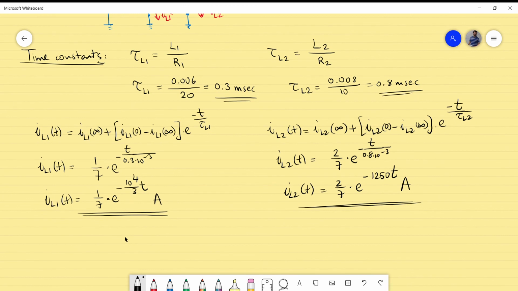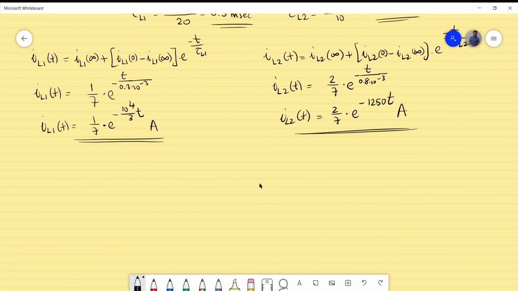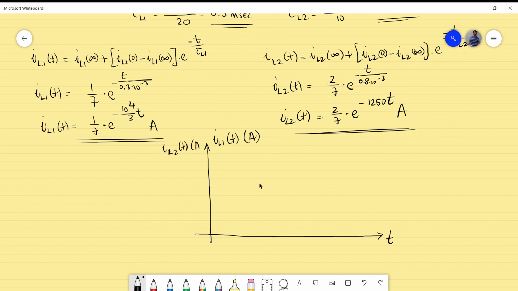The complete expressions are like this, and if you want to see this graphically, let's do that also. Let's make a sketch of how this will be. So this is the y-axis, which is the current, and this is the time. So I will do this IL1, and it is also in amps, and IL2, and also in amperes. I will do the IL1 in red, and I will do IL2 in blue. So what you see is at time equals 0, it will start at 1/7 and it will die out to 0.